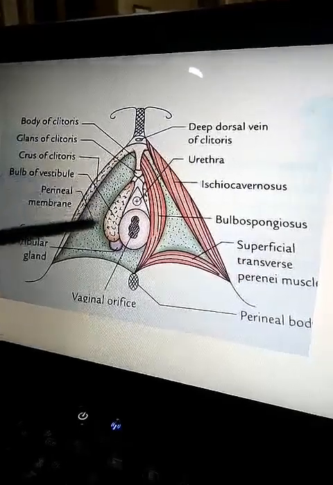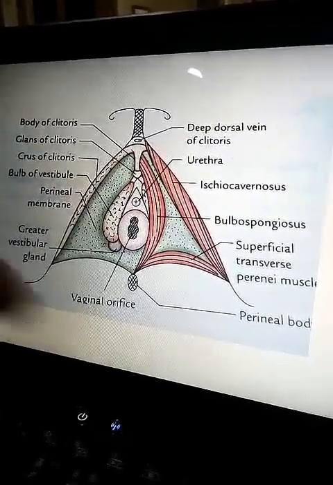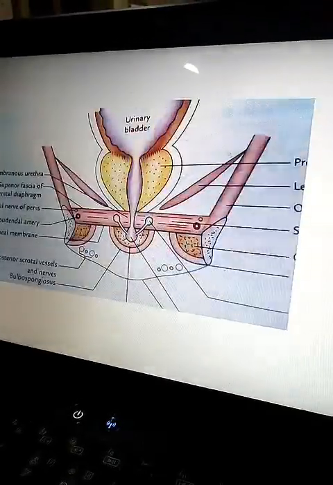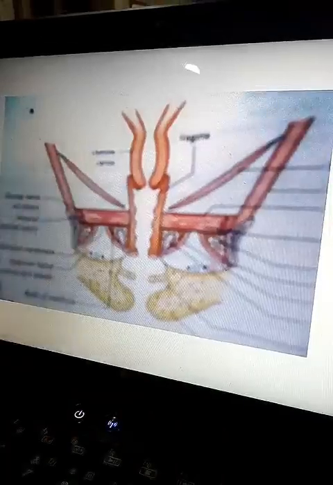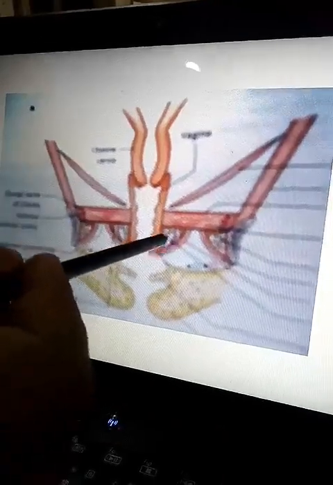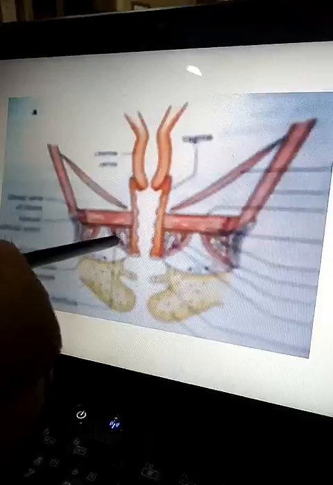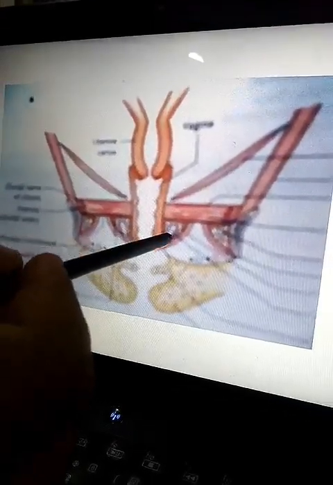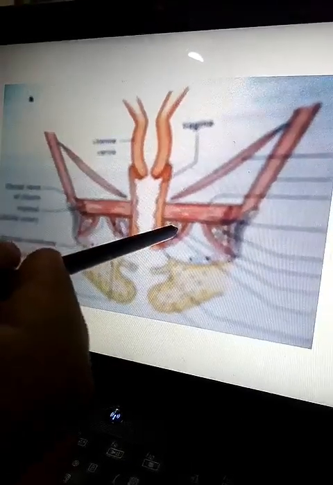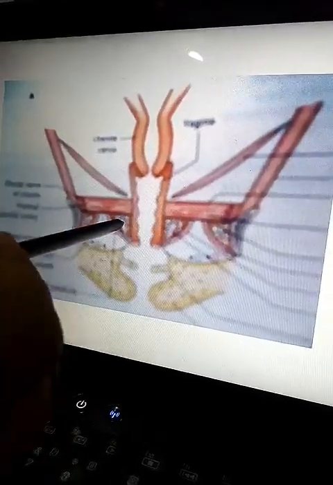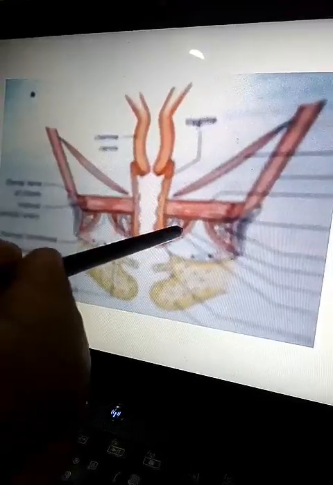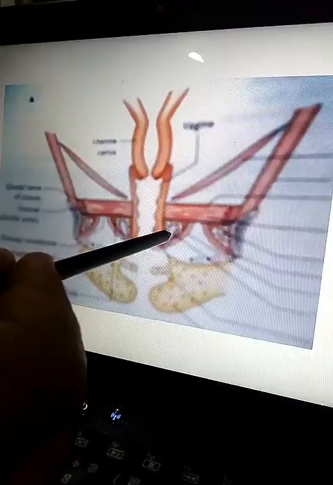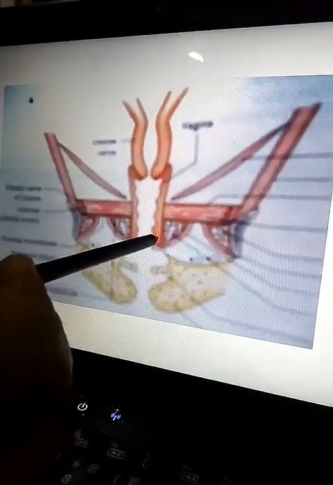Now these are the contents of the superficial perineal pouch. Another content is the greater vestibular glands. These greater vestibular glands correspond to the bulbourethral glands in males. They are pea-shaped and less than 1 centimeter in diameter. Each gland opens by a single duct 2 centimeters long into the posterolateral part of the vaginal orifice.